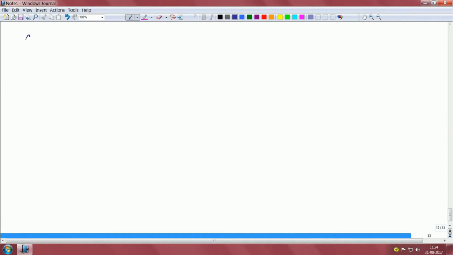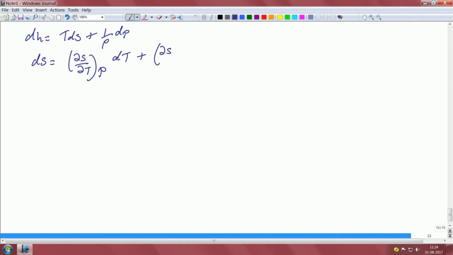So what do we do? You already have dH equal to TdS plus 1 by rho dP. This is already known, right? You already know this, correct? Now ds, which is the entropy, can be written in this particular form. If you are not familiar, please look at the Maxwell relations. Okay, so this is how it is written.